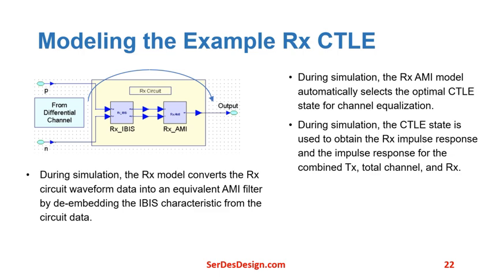Modeling the example Rx CTLE. During simulation, the Rx model converts the Rx circuit waveform data into an equivalent AMI portion by de-embedding the IBIS characteristics from the circuit data. The Rx AMI model automatically selects the CTLE state configured for optimal channel equalization. Optimal AGC is also available.